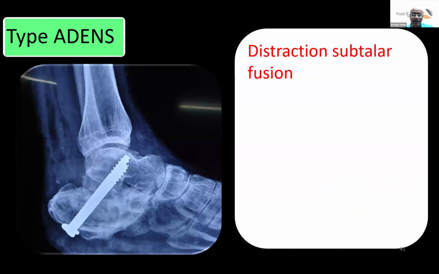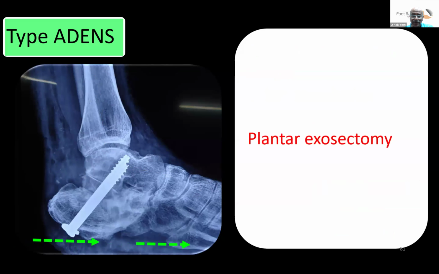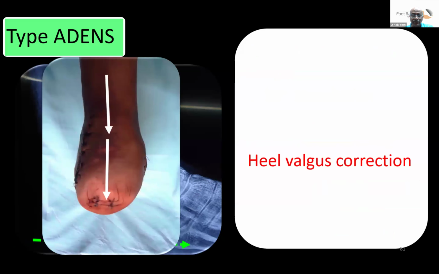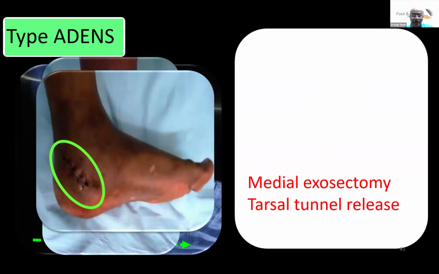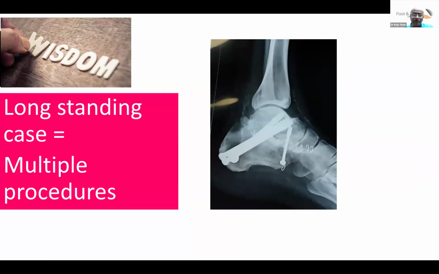This patient required distraction subtalar fusion, and talar dorsiflexion correction was done through this. Plantar exostectomy was done, and heel valgus was corrected. Medial exostectomy and tarsal tunnel release were done, and then all the clawing of the toes was corrected. So long-standing cases would have multiple procedures to correct this kind of malunion.